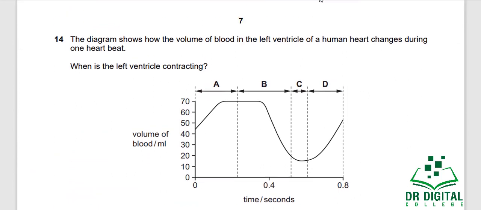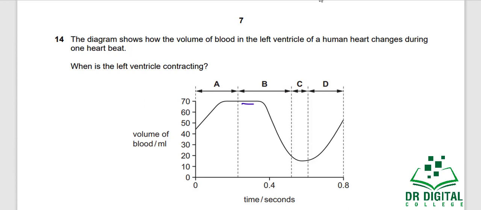In question 14, the diagram shows how the volume of blood in the left ventricle of a human heart changes during one heartbeat. Okay, when is the left ventricle contracting? Okay, so in A, the volume of the blood is increasing in the left ventricle. So when blood is coming into the ventricle, it cannot be contracted. In B, it is constant, means blood is not coming into it. Then volume is decreasing. When the volume is decreasing, it means it is contracting. It is throwing the blood out.